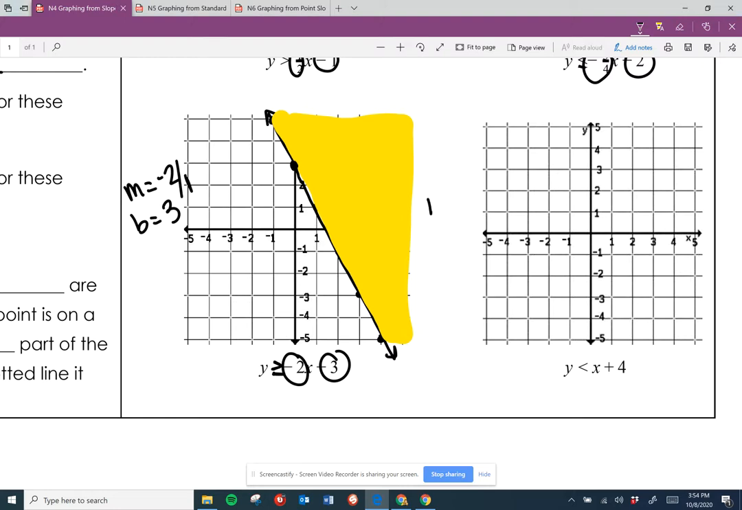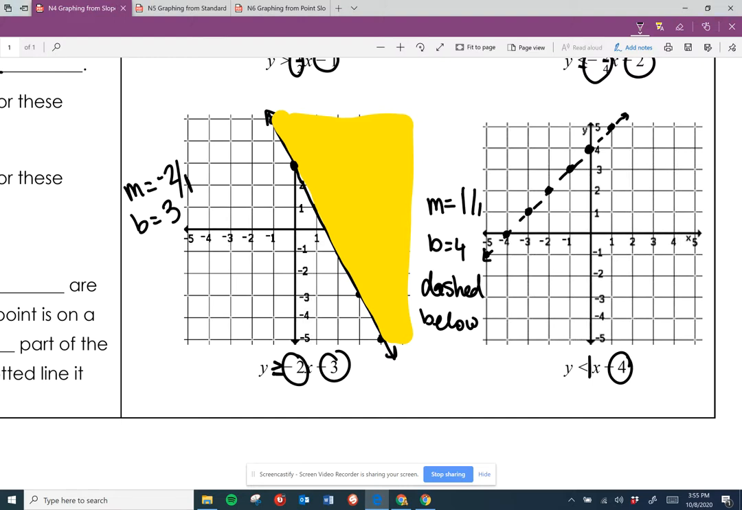Okay, last graph, my slope. If it just has x, that means 1. So my slope is 1, 1 over 1, and then my b is 4. Okay, I do not have an equal to sign, so I know that my line is going to be dashed. And it's a less than, and so it's going to be shaded below. Okay, so I start my graph at 4. A slope of 1 goes up 1 over 1. Okay, it's positive, so I'm going up to the right, down to the left. I'm going to go ahead and dash that through.